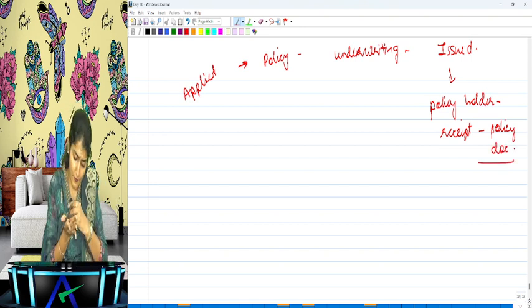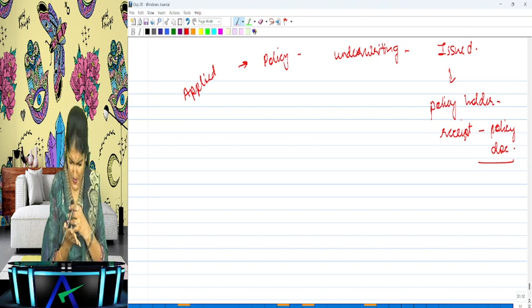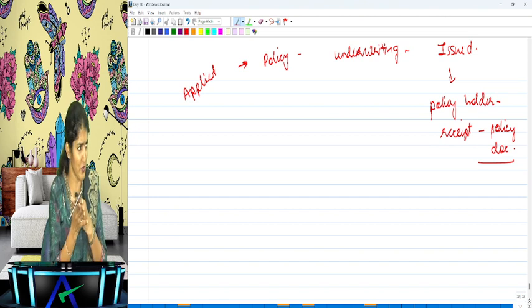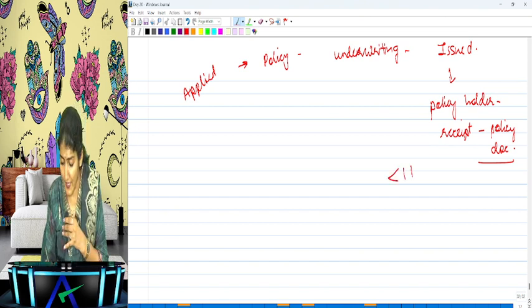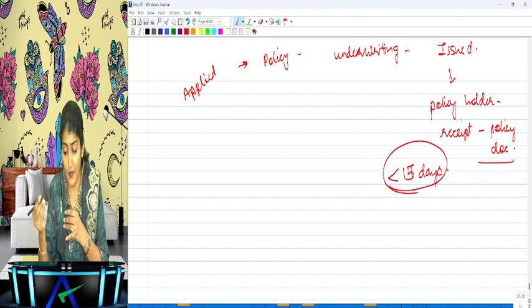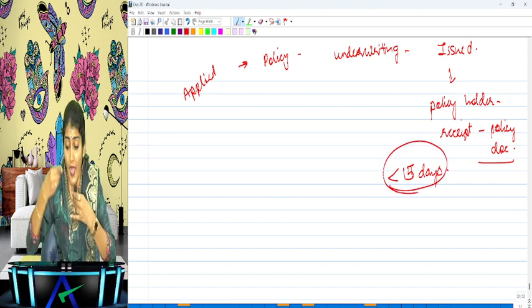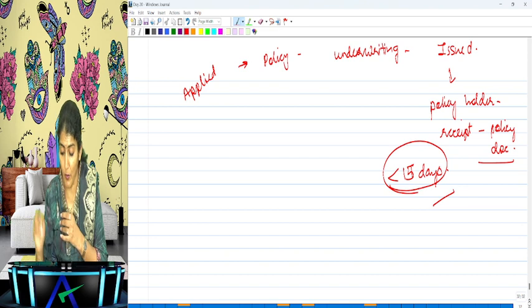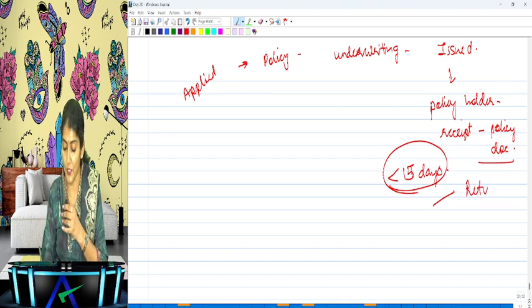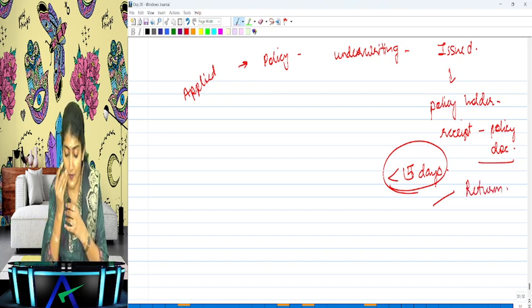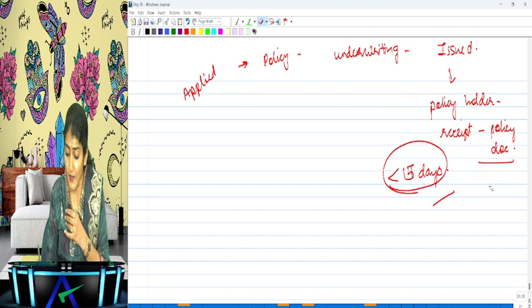And now what does it say? After he receives the policy documents, he reads them and he says, oh, these terms and conditions are not acceptable to me. What type of policy have they issued to me? So within 15 days from the date of issue of the policy documents, the policy holder has an option to return the policy.